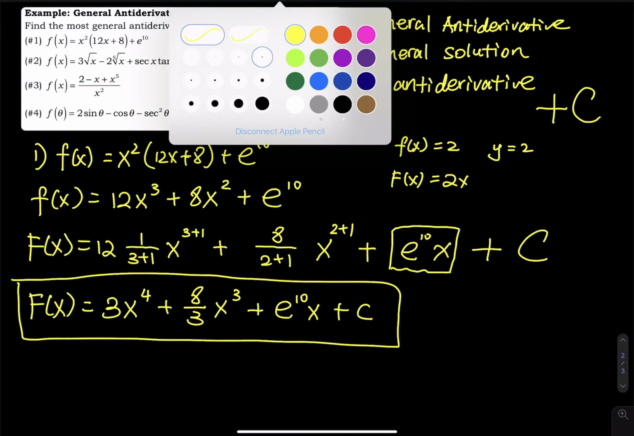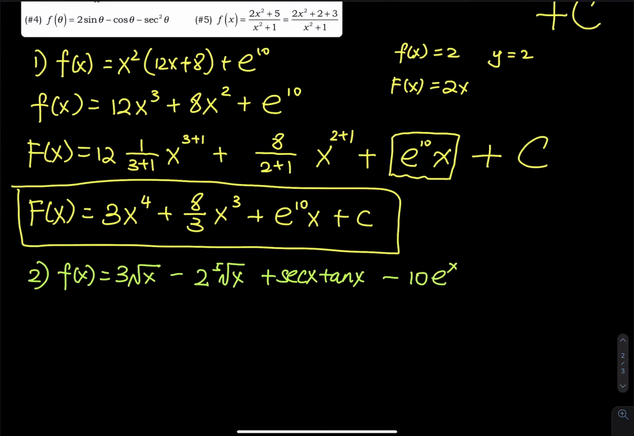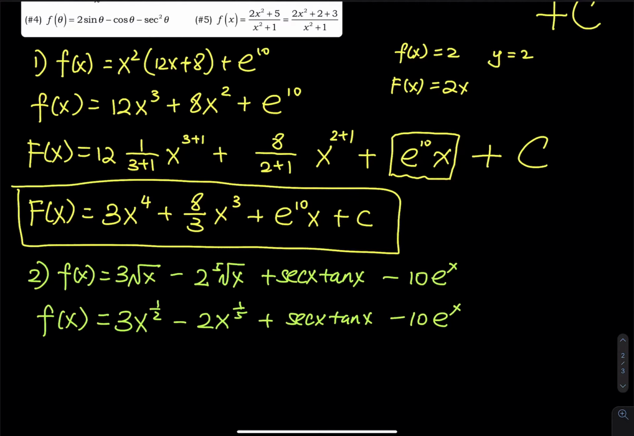Let's switch a color for the new problem. Number 2, we have f of x equals 3 times the square root of x minus 2 times the fifth root of x, and then plus secant x times tangent x, and then minus 10 times e to the x. All right, so first let's rewrite the radical as a rational exponent. So f of x equals 3 times x to the 1/2 minus 2 times x to the 1/5, and then plus secant x tangent x, and then minus 10 e to the x. All right, now we are ready to undo the derivative.